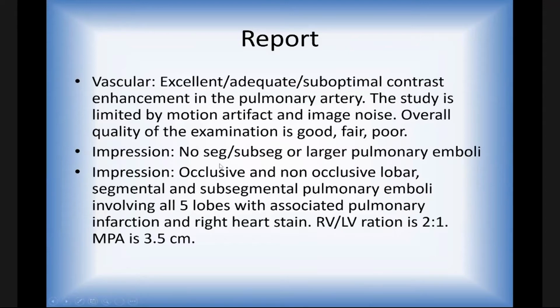because it's a high-risk patient. And in the impression, I normally say occlusive or non-occlusive PE. What level is that? And then whether the patient has pulmonary infarction or not, and right heart strain or not, and measure the RV to LV ratio, how big it is, and the main pulmonary artery, how big it is. Of all of this, only one thing has clinical impact: the RV to LV ratio. If it's more than 2 to 1, it's considered bad.